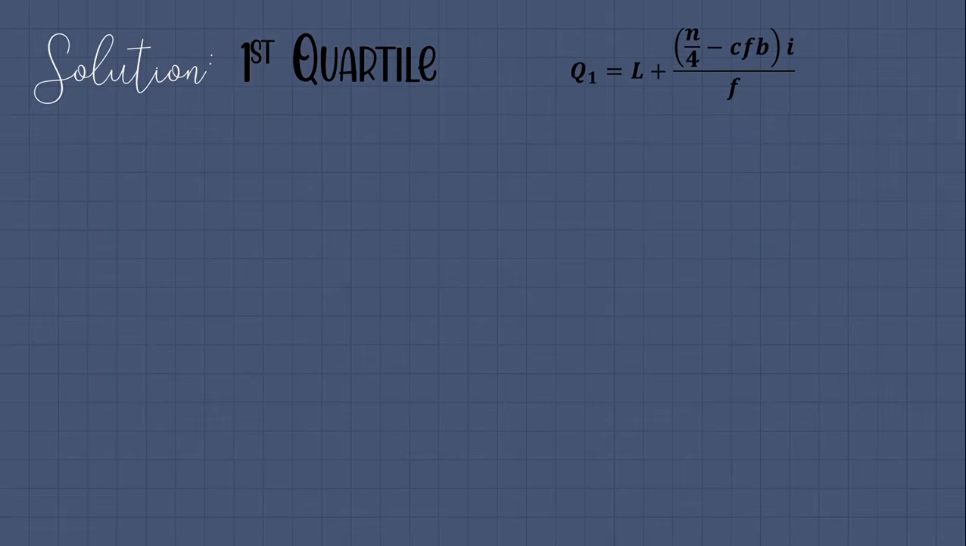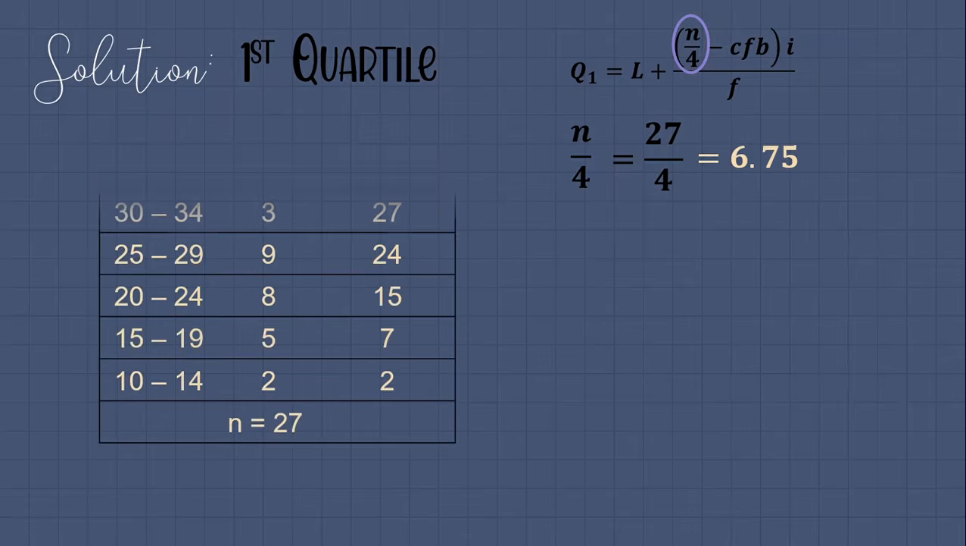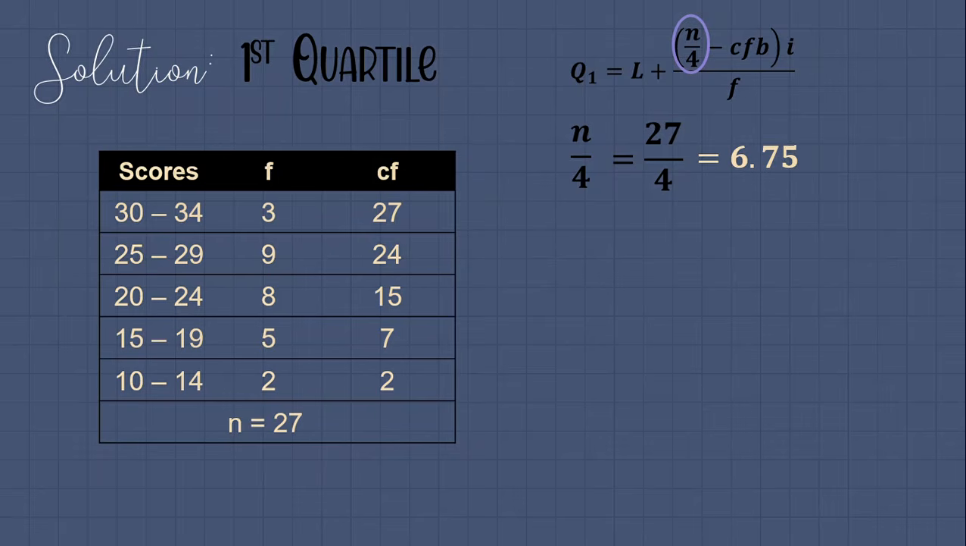Now, how can we use the formula for the first quartile in calculating the first quartile of the given group data? Our first step is to get the fraction inside the parentheses, or in this case, we have n over 4. Again, our n is equal to 27. Over 4, our n over 4 is equal to 6.75. Now, what's our next step? We have to get our table back. And what are we going to do with 6.75? We are going to locate it in our cumulative frequency. Now 6.75 is in between 2 and 7.